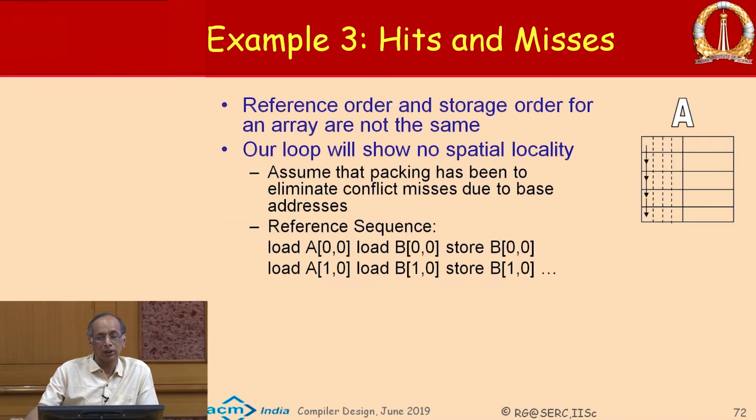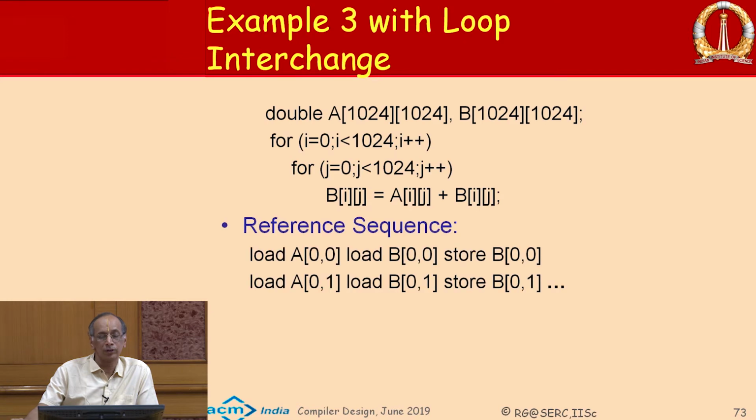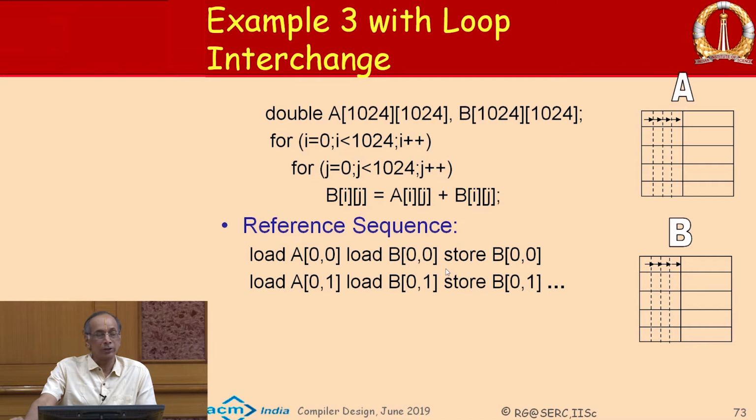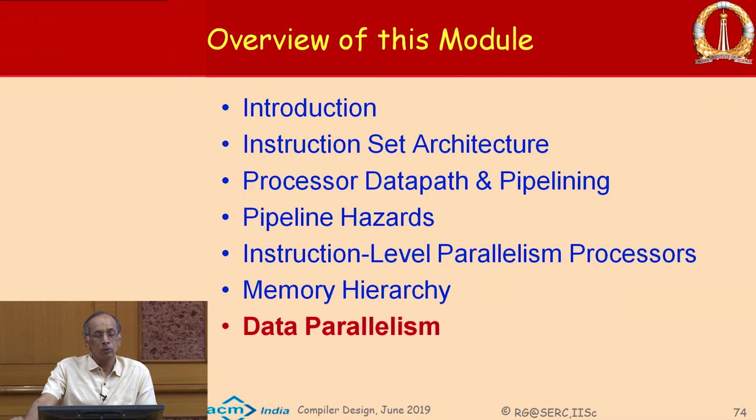Okay. So, let us finish this. If I interchange the loops and then write it in this order, A of i, i is equal to 0 to 1024 and j is equal to 0 to 1024, then my access order is the same as my storage order, and therefore I am going to get the spatial locality. Now, let us just move on to data parallelism.